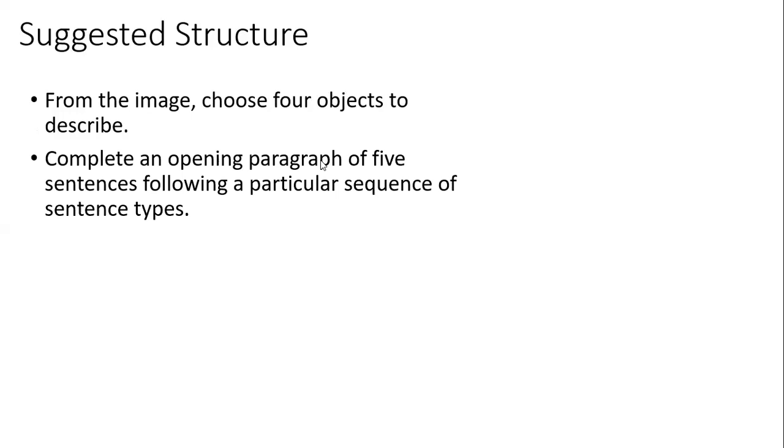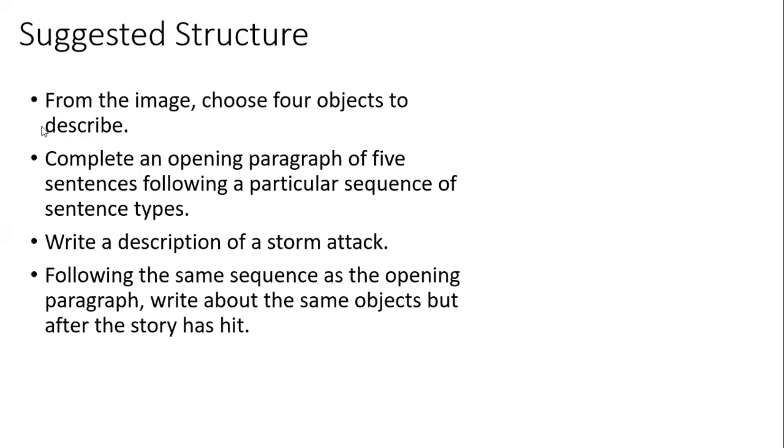So you can add things as long as it's relevant. Then you complete an opening paragraph of 5 sentences following a particular sequence of sentence types, which I'll go through in a moment. And then this is the bit you pre-plan, this description of a storm. Now, the reason we use the storm is because you can use that with any image that you get. You can manipulate the image basically to put whoever's in it or whatever's in it into a situation where a storm can happen. And then to finish, you follow the same structure, the same sequence as your first paragraph, but obviously those 4 objects that you chose to describe in your first paragraph, a storm has now happened.